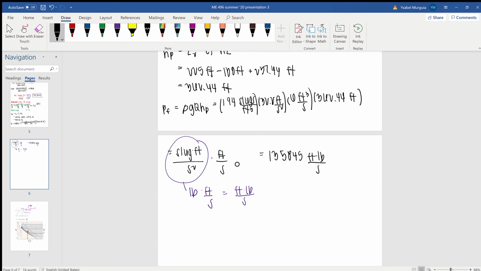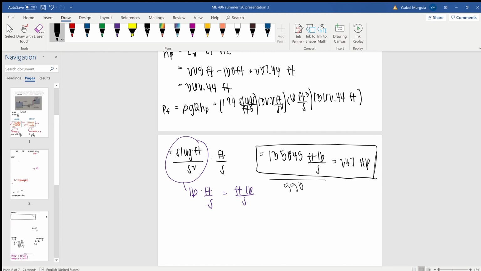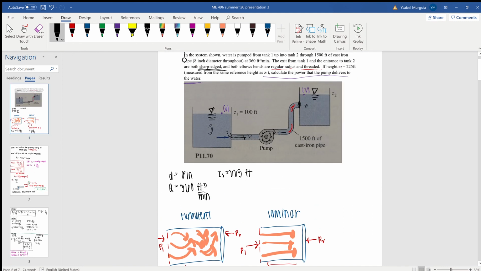And we will get a power of about 135,000 foot-pound per second. Converting this to horsepower, again, we just divide by 550. This is equal to about 247 horsepower. So I have both units. So this is, in summary, the amount of power that the pump will deliver to the water.